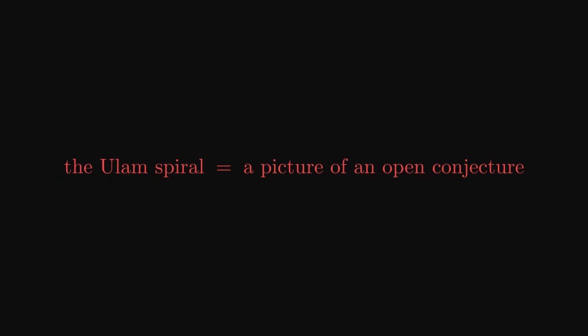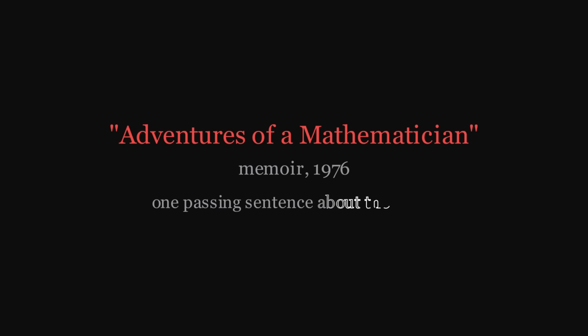Stanislaw Ulam died in 1984. He never wrote a research paper about the spiral. He didn't think of it as a research contribution. It was a visual curiosity that he showed to his friends. In his memoir, Adventures of a Mathematician, he mentions the spiral in passing. A single sentence, almost an aside. He says he noticed it during a particularly tedious lecture and was struck by the patterns. He doesn't claim anything more.